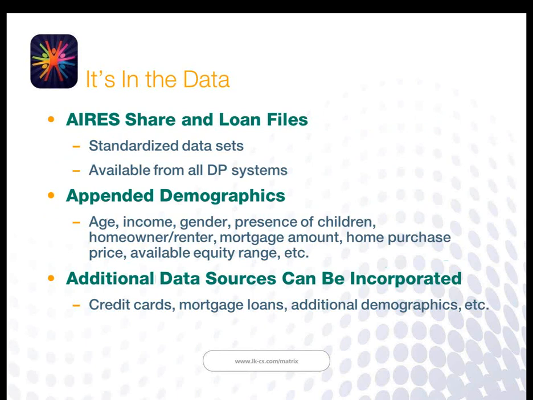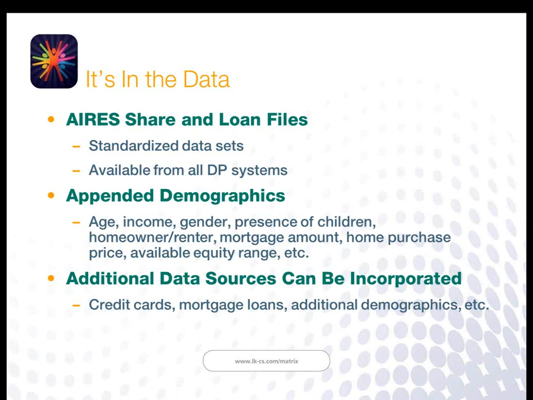We take that core deposit and loan information and we append demographic fields to it. We'll add things like age and income and gender and presence of children, and whether people own or rent their home, what their mortgage amount is, different things like that, and provide all of that information to use for both those marketing campaigns, and then if you choose to add on the DataFlex reporting component, all of that information is combined in there. We can add all sorts of additional data to that.